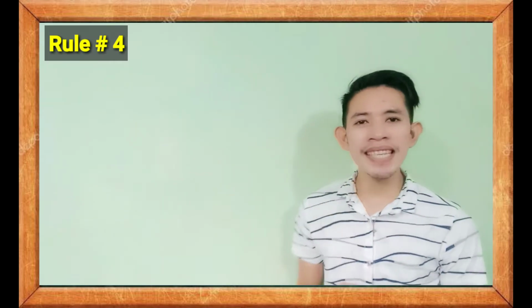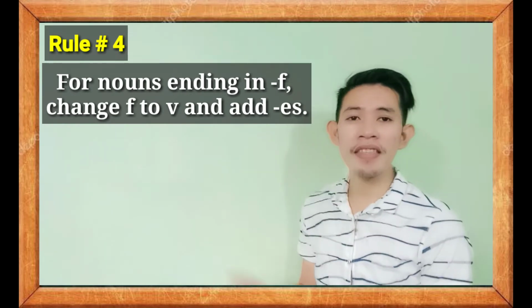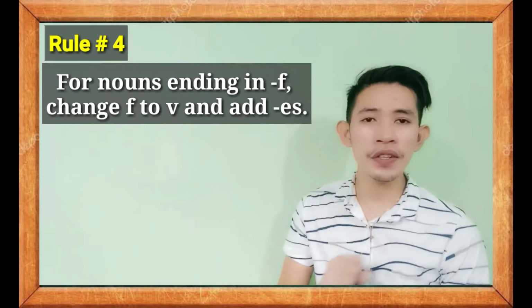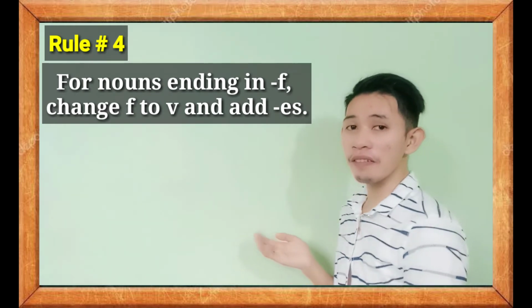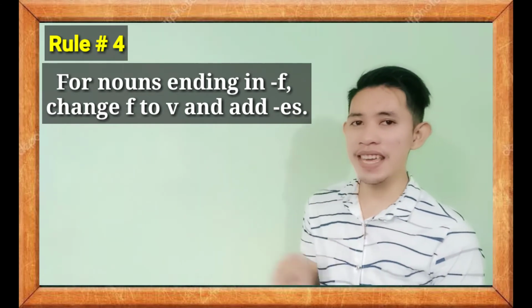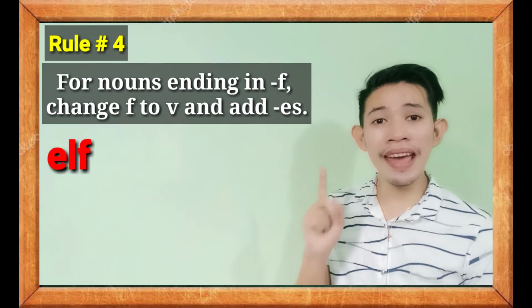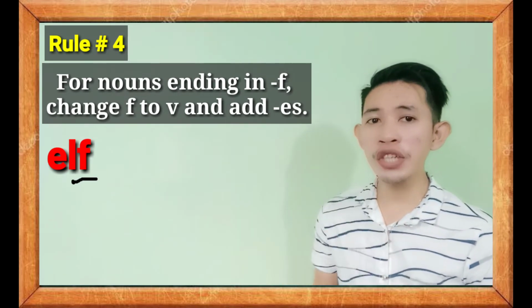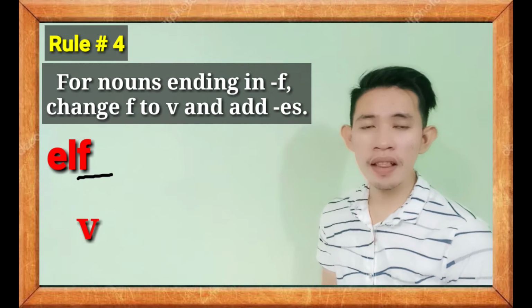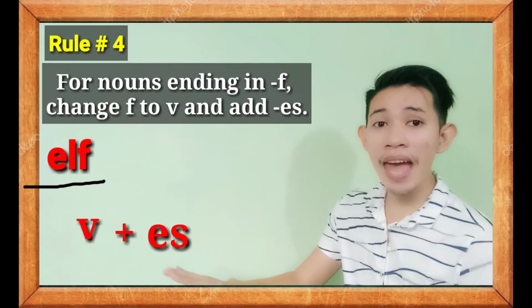Very good. Fourth rule. For nouns ending in F, change F into V, then add ES. Again, for nouns ending in F, change F into V and add ES. For example, elf. The word elf ends with letter F. So we are going to change F into V, then add ES. So from elf, it became elves.